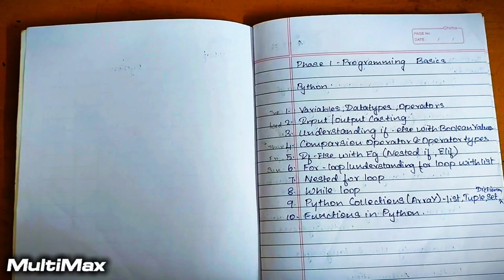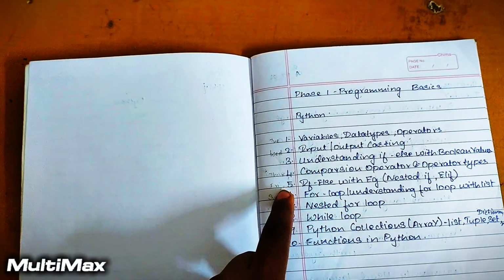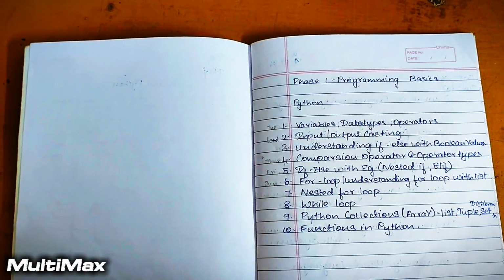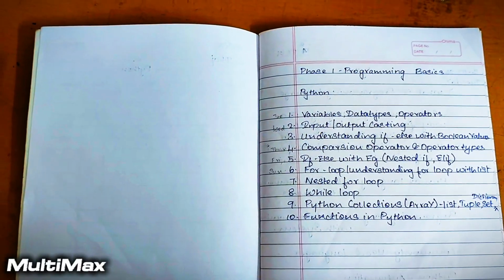In this video, we are going to learn about Python. We are in phase 1, programming basics. Up to 5 topics we have already completed, which were variables, data types, input output casting, understanding if else, comparison operators and operator types, and if else with examples, nested if, and elif. So these things we have completed.